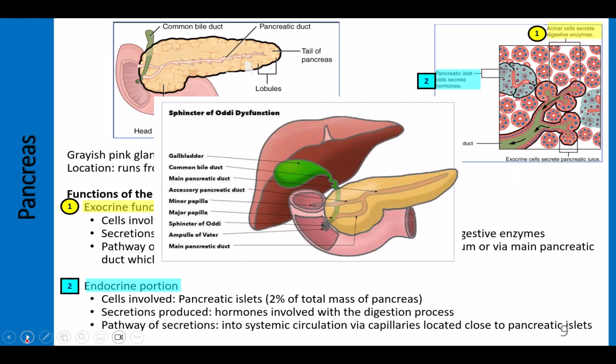The next one is the pancreas, and the pancreas has both exocrine and endocrine glands, and I'm going to remove this picture before I post it.